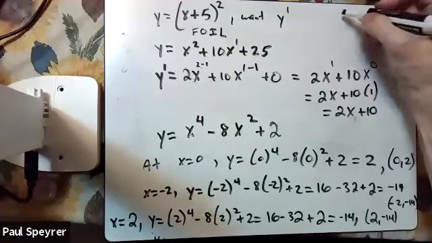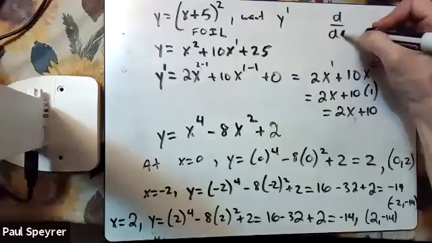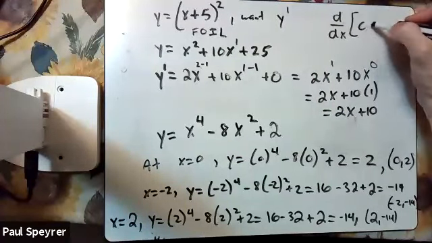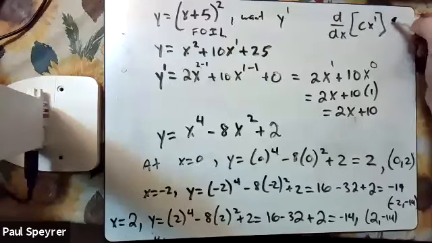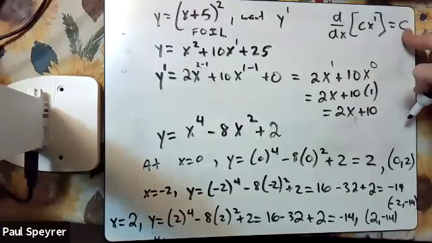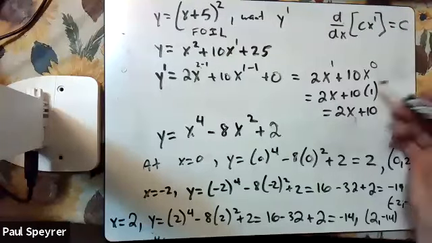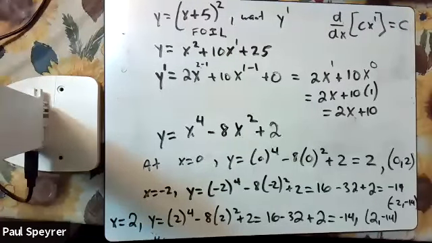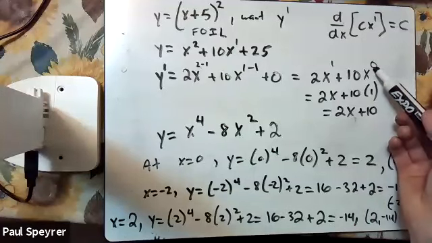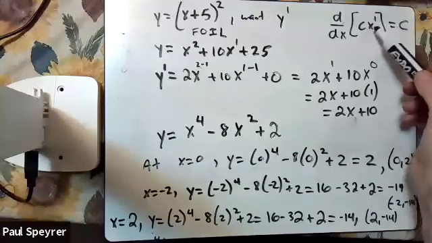A shortcut for that is if you have d dx of cx to the first power, where c is a constant, it's always equal to c. Whatever that number is, that's what's happening right there. That's always going to happen because of that power rule right there. But just remember this right here.